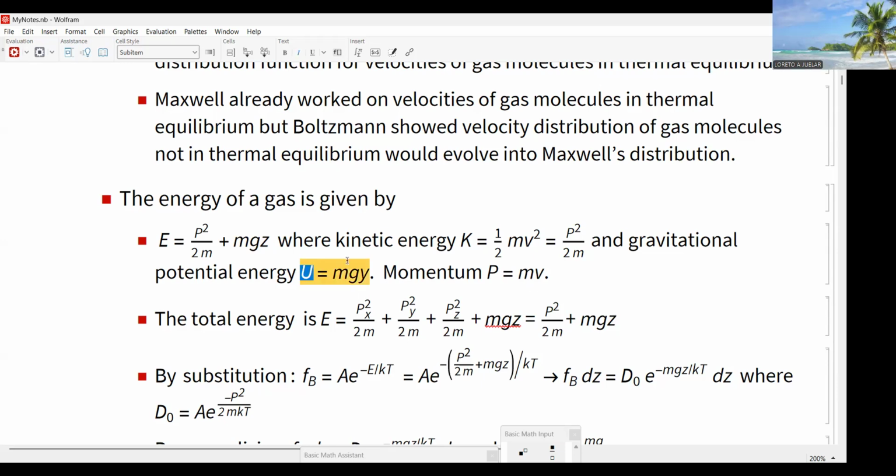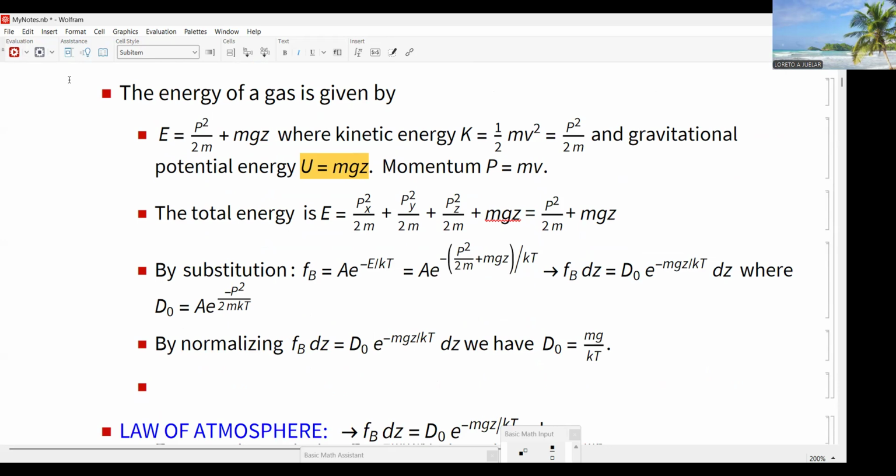We have here U equal to mgz. We have the momentum equal to mv, mass times velocity. So by substitution, we have the total energy here, the sum of kinetic energy and potential energy. So we have this one, the energy over kT.